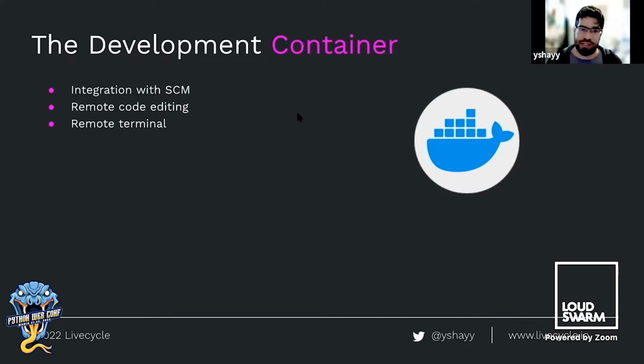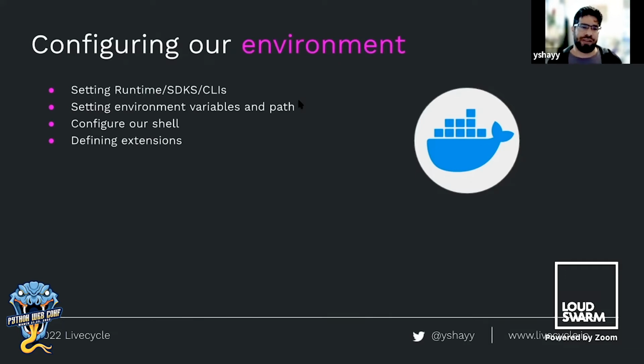So it's very useful, and it can also connect with a GitHub provider, or you can pass the credentials of your SCM provider. In addition, we saw that we are configuring our environment. So we set the runtime, SDK and CLI of Go. We have environment variables. We configure our shell, and we define the extensions we want to use. And that means, again, that everyone that is going to open this project is going to get a great experience out of the box without doing installation and configuration.